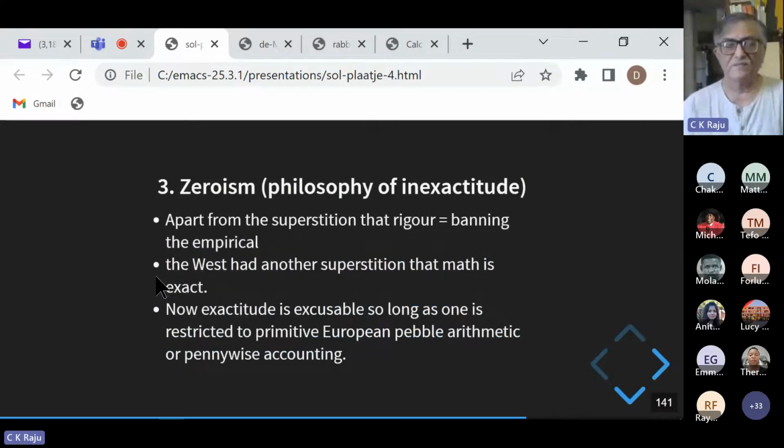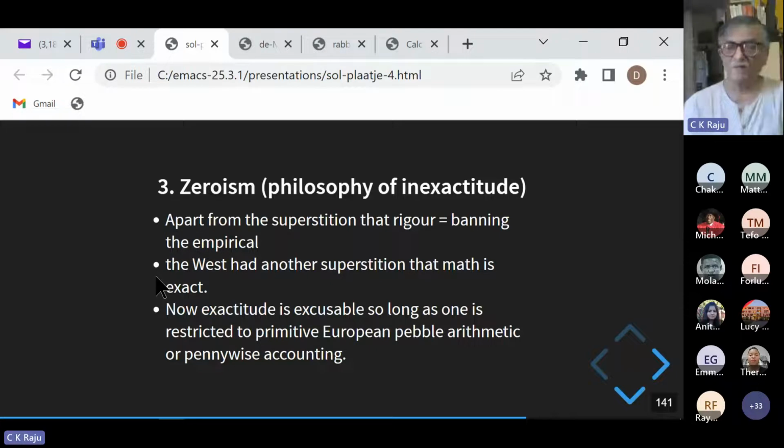So that's the third pillar, which is zeroism. It's a philosophy of inexactitude. So there is a Western superstition that rigor comes from banning the empirical, but there is another superstition that math is exact.